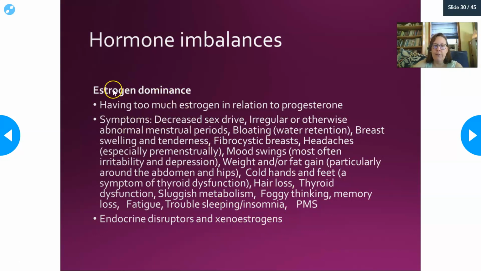But the symptoms of having too much estrogen, having estrogen dominance, would be decreased sex drive, irregular or otherwise abnormal menstrual periods, bloating, water retention, breast swelling and tenderness, fibrocystic breast, headaches, especially premenstrually, mood swings, most often irritability and depression, weight and or fat gain, particularly around the abdomen and hips, cold hands and feet, hair loss, which are also symptoms of thyroid dysfunction, sluggish metabolism, foggy thinking, memory loss, fatigue, trouble sleeping, insomnia, PMS, and all of that.